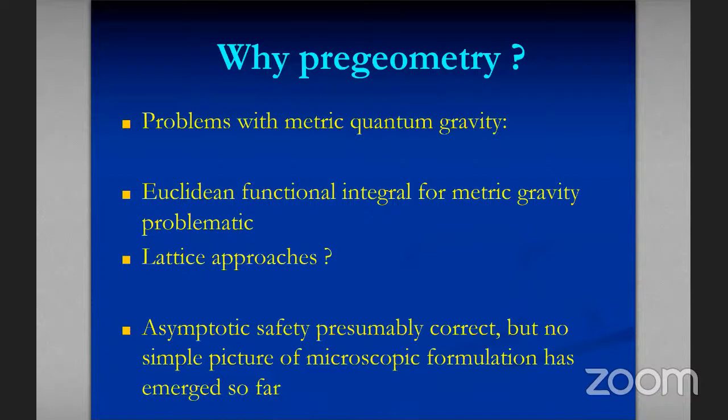There is, of course, asymptotic safety for quantum gravity, which is, in my view, a correct approach. And there should be an ultraviolet fixed point permitting the non-perturbative formulation of a metric theory as a quantum field theory. But the microscopic picture that emerges, I think it's fair to say, is not really simple, not really easy. And that is one of the motivations to try perhaps the same program of a quantum field theory, but now with different degrees of freedom. So next slide.